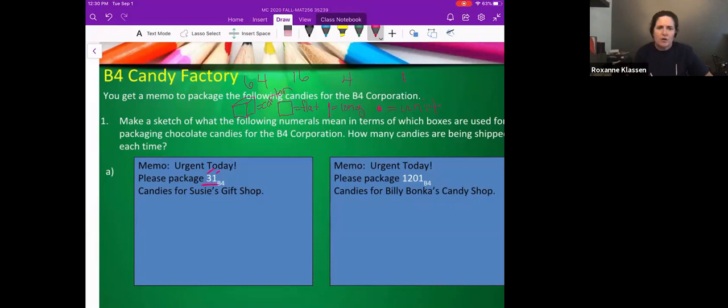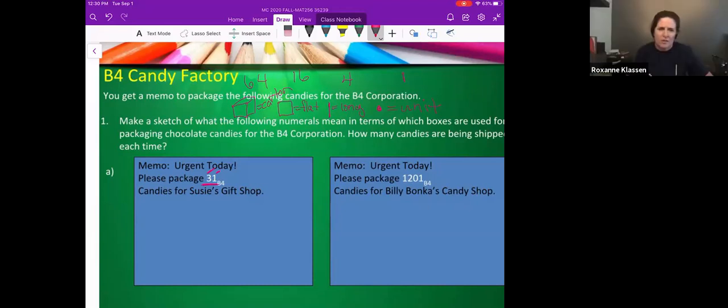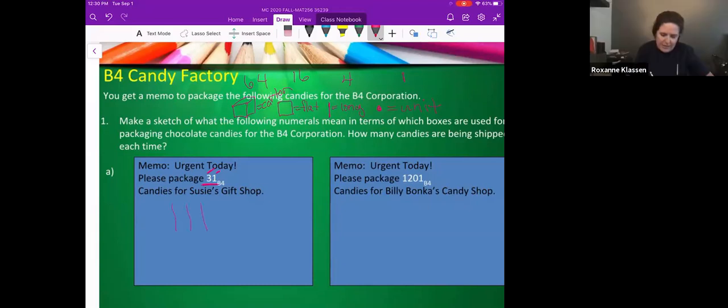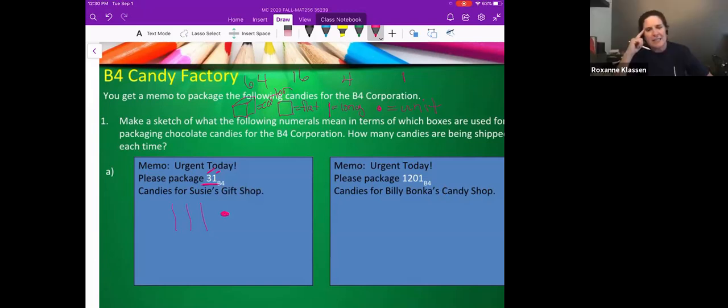So how would I draw, you could even just describe, how would I draw this 31 base 4? It would be 3 lines and a dot. Very nice. 3 lines and then a dot. That's just easier than trying to draw all those rectangles. So 3 lines and a dot. Does everybody see where we would get 3 lines and a dot from? Now, any questions on that?